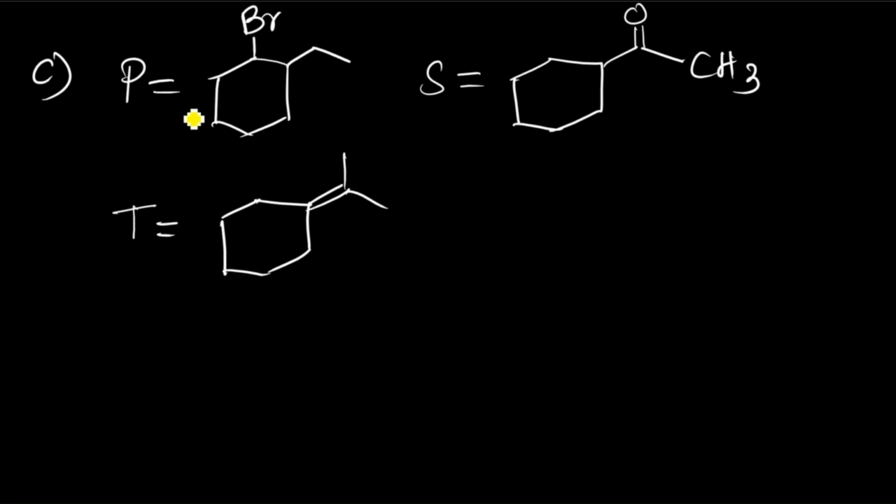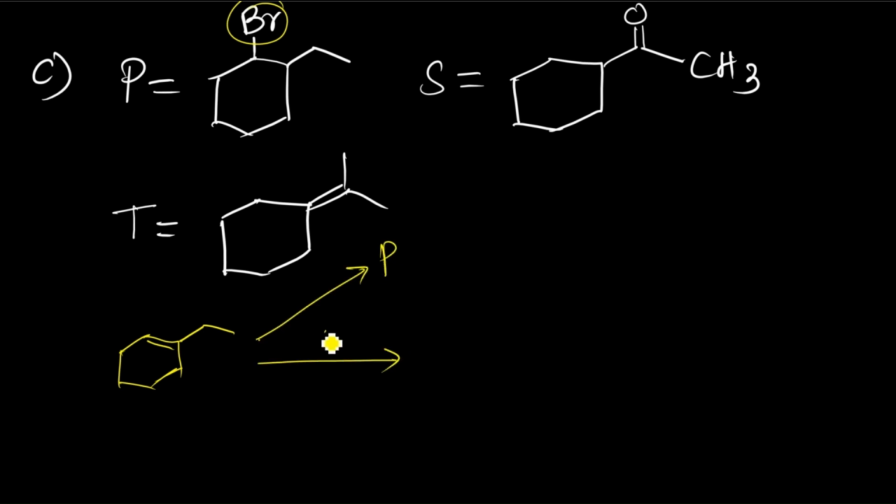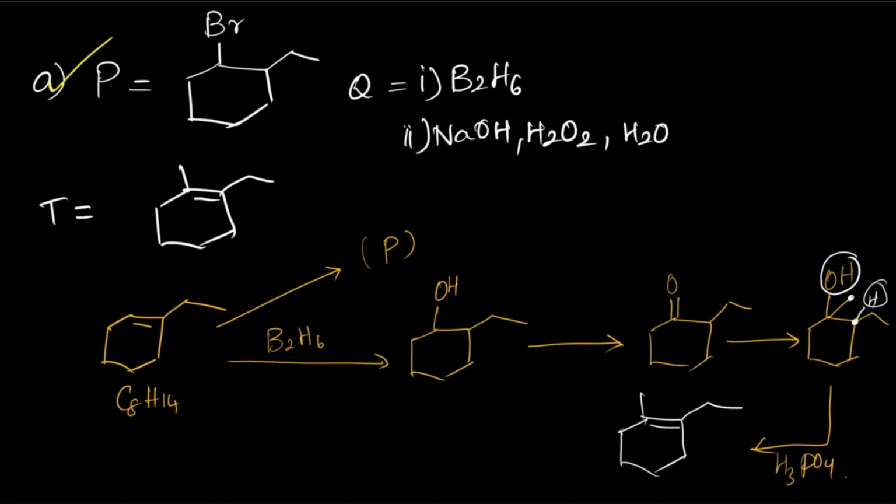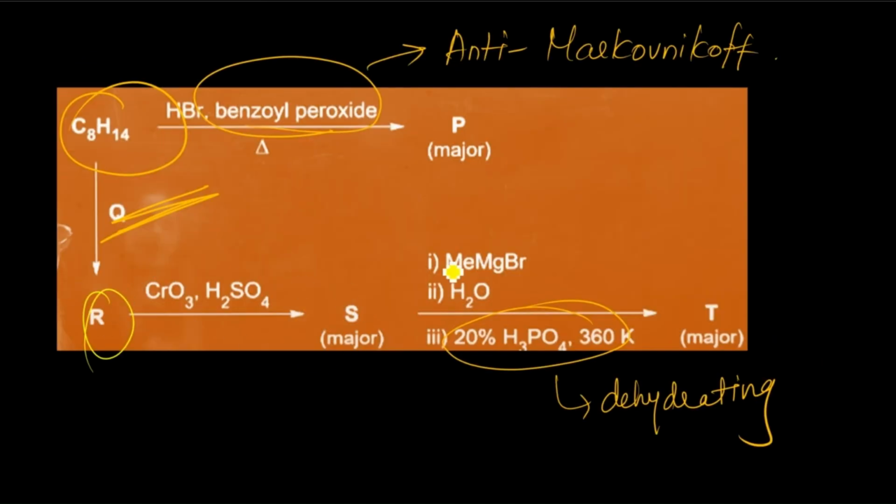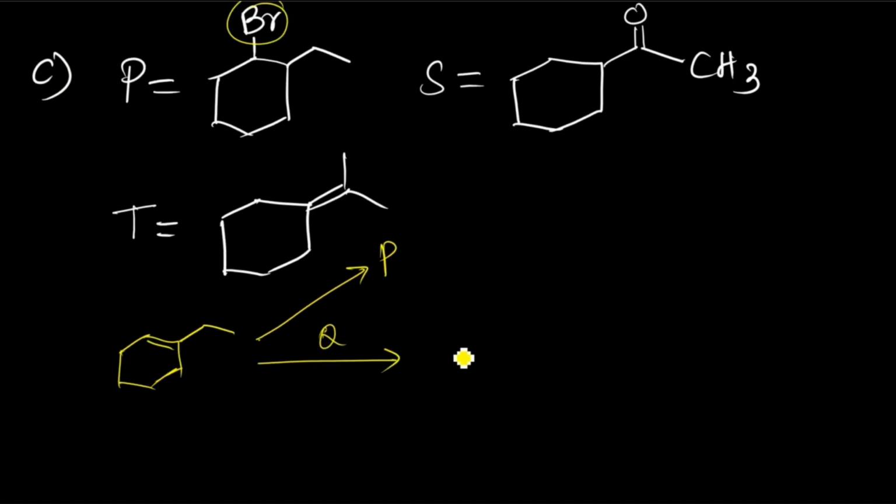Moving on to option C. Option C, they didn't give Q, but they gave S. Okay, so let's start with the initial compound. Here I'm having Br, which makes the Br as in option A. This is our initial compound. Then it will give you P. It will undergo Q, so Q is not given over here, to form R. But S is given, so R to S is given as this type of compound.